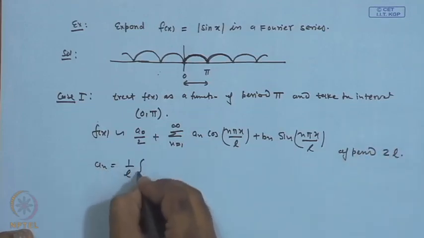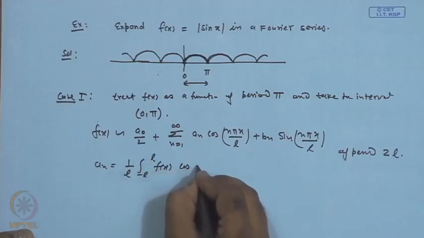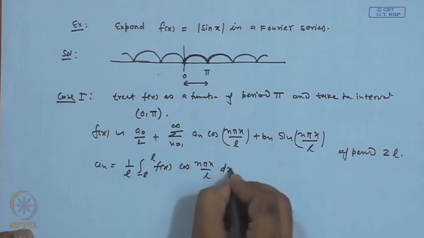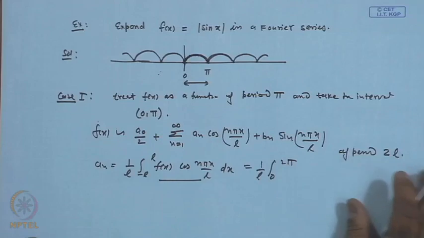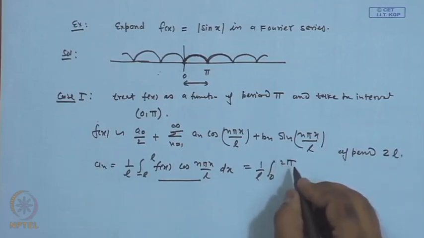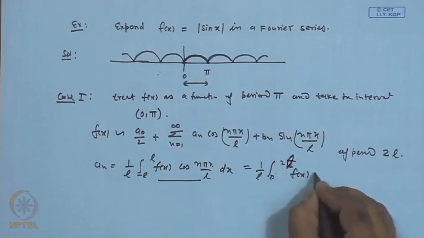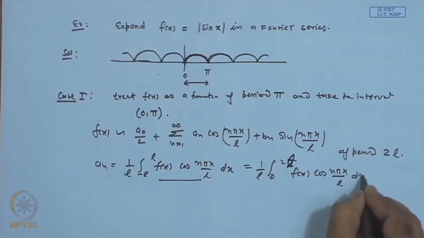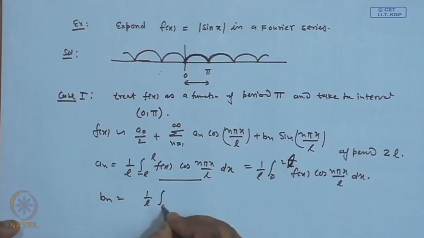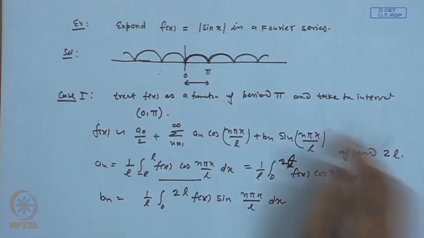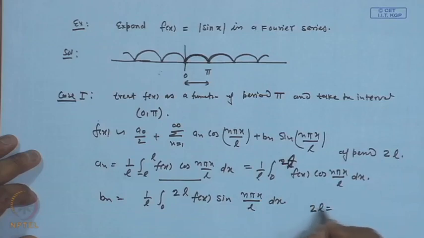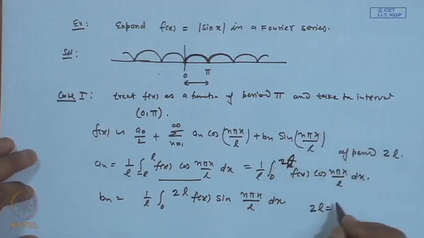So, a n is 1 over L, integral from minus L to L in the general case, of f x cos n pi x over L dx, or we can take also 1 over L, integral from 0 to 2L, because it is a periodic function. So, we integrate in any range of length 2L, it will be the same. Similarly, b n is 1 over L, integral from 0 to 2L of f x sin n pi x over L dx. In this case which we are considering now, the period is 2L, and that is pi. So, basically L is pi by 2.